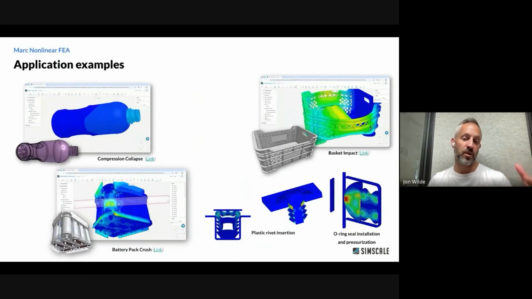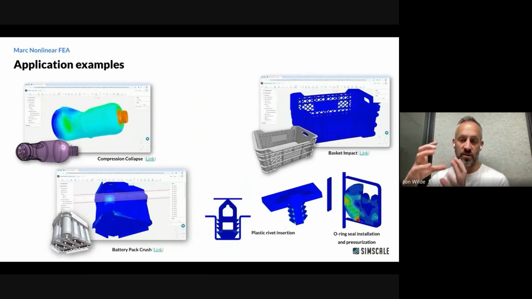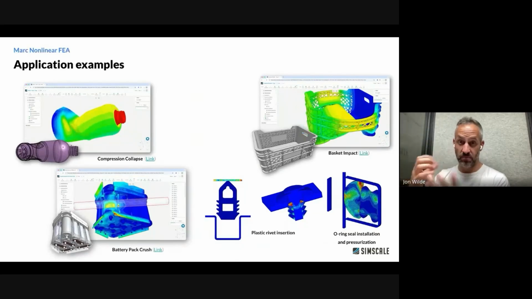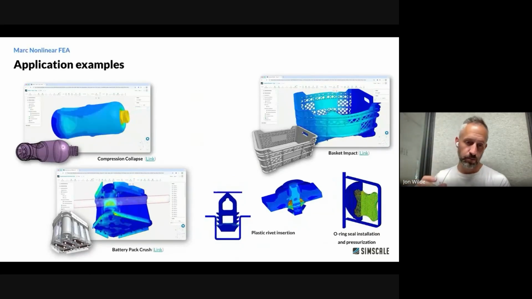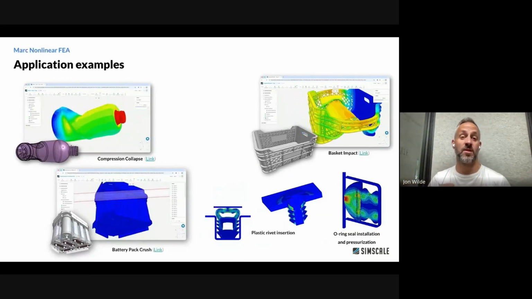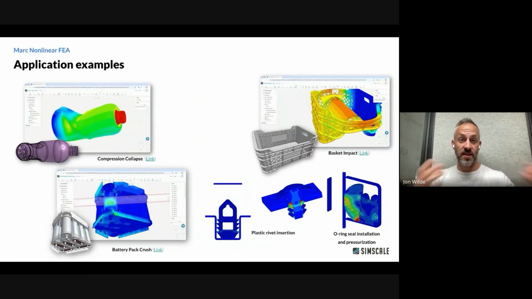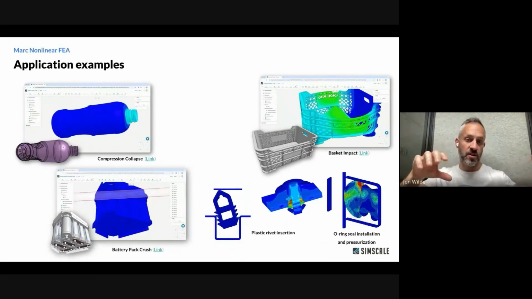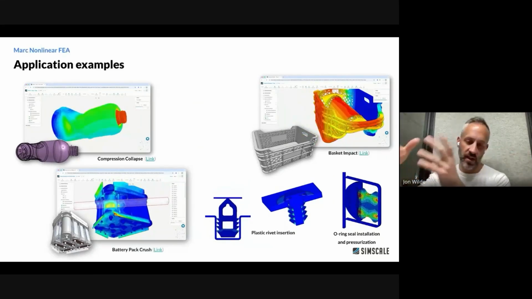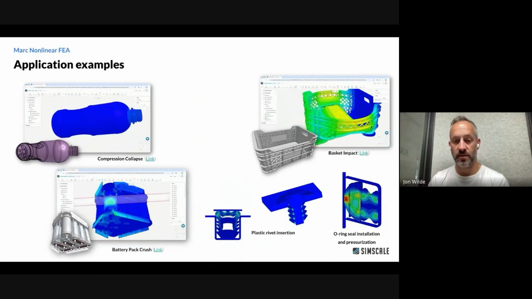So you can see there's a bottle collapsing, a basket being crushed and impacting and flexing and bending, permanently deforming. On the bottom left, this is interesting because it's an assembly, and it works in the same way as anything else. It's still easy to do, but here we've got something crushing the assembly. All the parts will move and contact and get deformed inside.